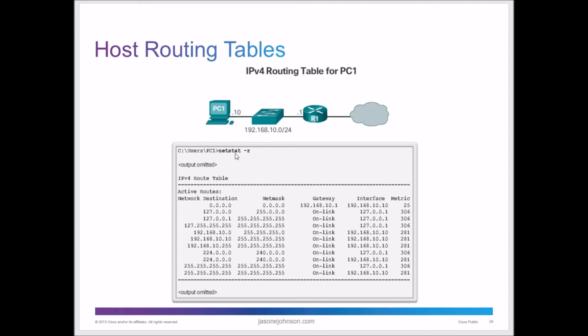If you do a netstat -r, and I believe this is on a Windows machine, yes, a Windows machine, you're going to get your information back here, your IPv4 route table. Netstat is a command that you need to be familiar with, and how to run it and the different options. That is something you need to be familiar with in this course.